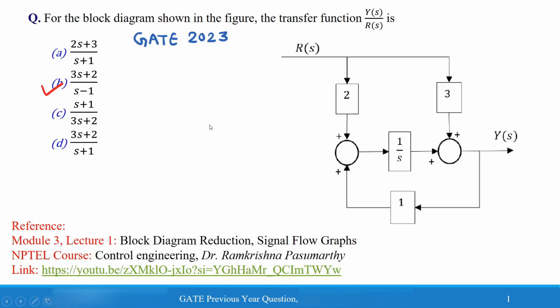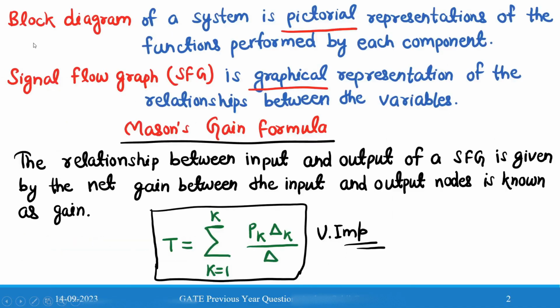Before solving this problem, we will have a quick recap of the signal flow graph. The term block diagram means a pictorial representation of the functions performed by each element, while the signal flow graph represents the graphical representation of the relationship between the variables. So the basic difference is that the block diagram is a pictorial representation, while the signal flow graph is a graphical representation.